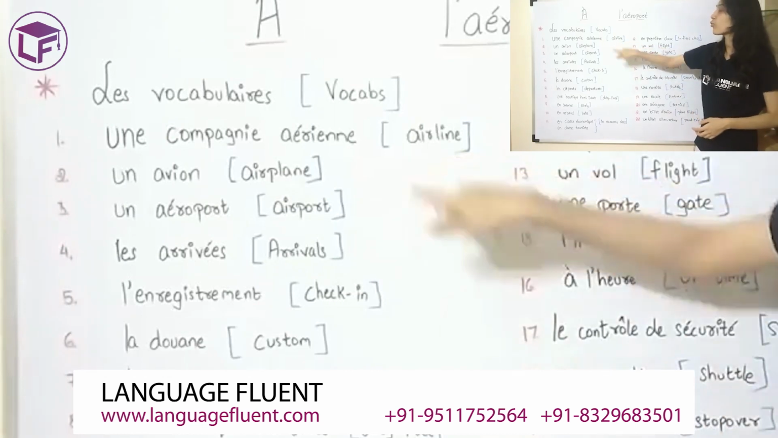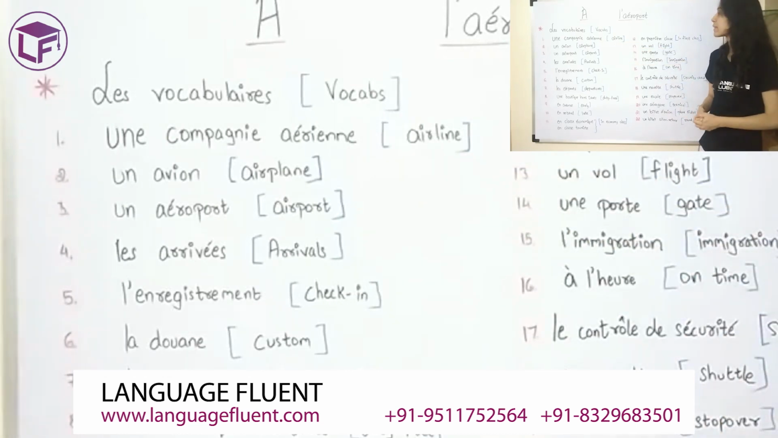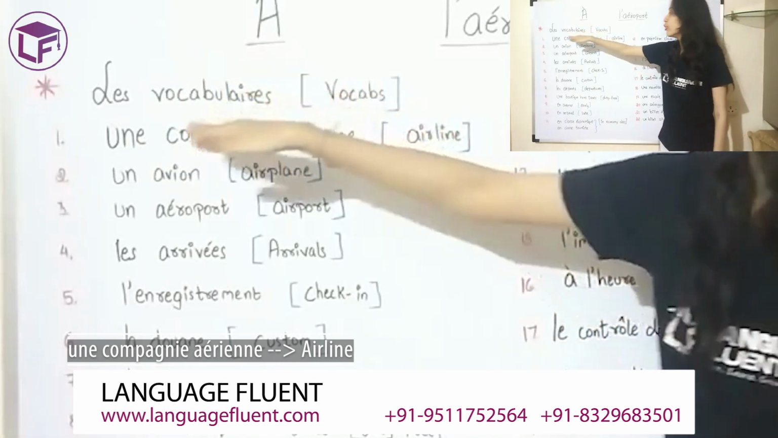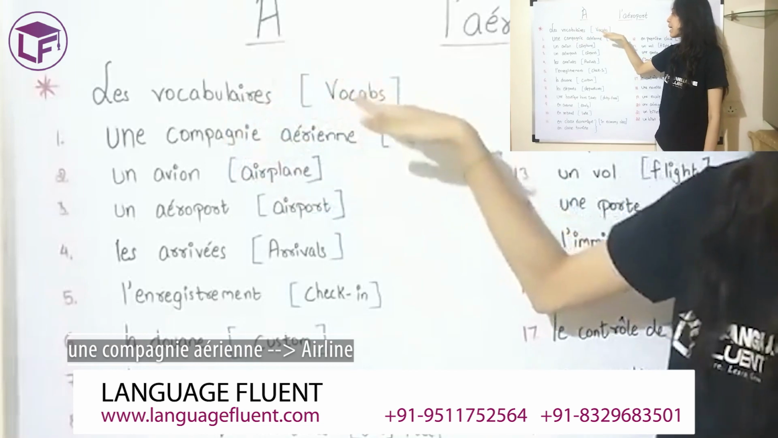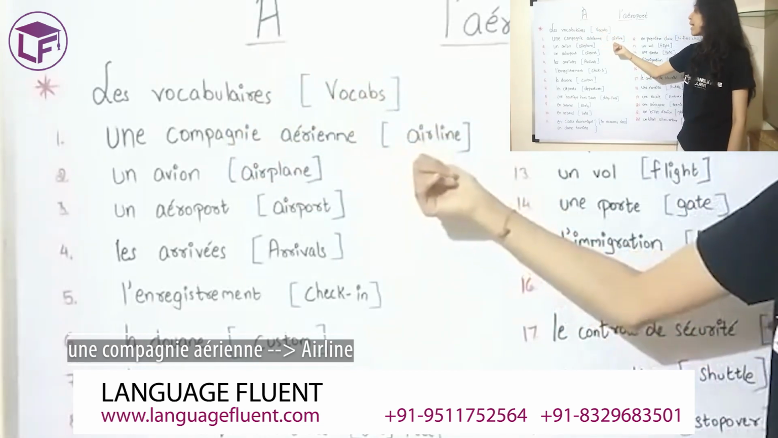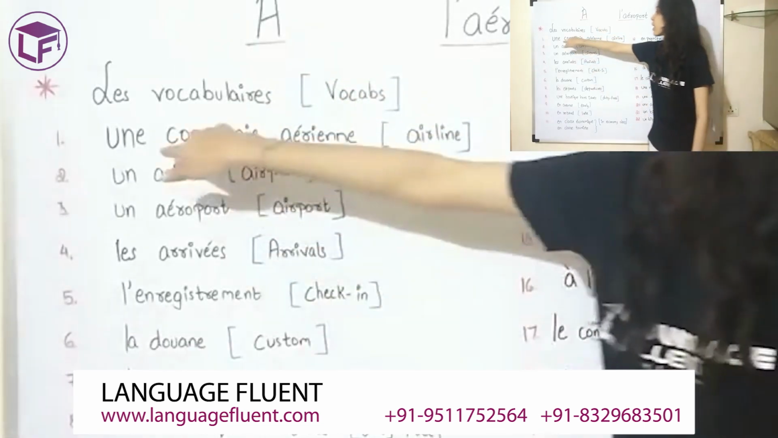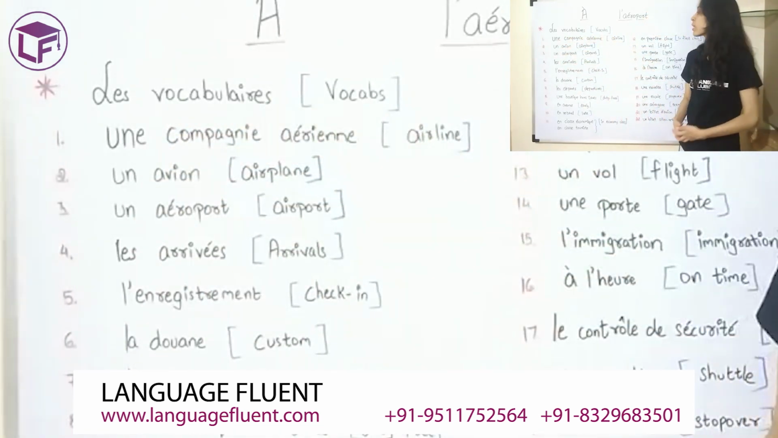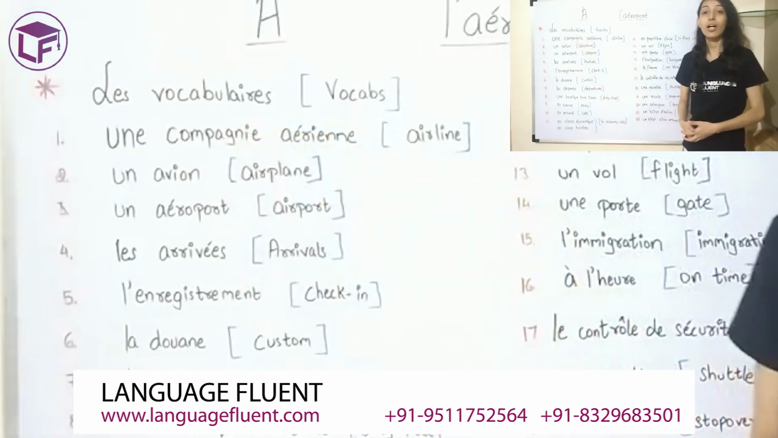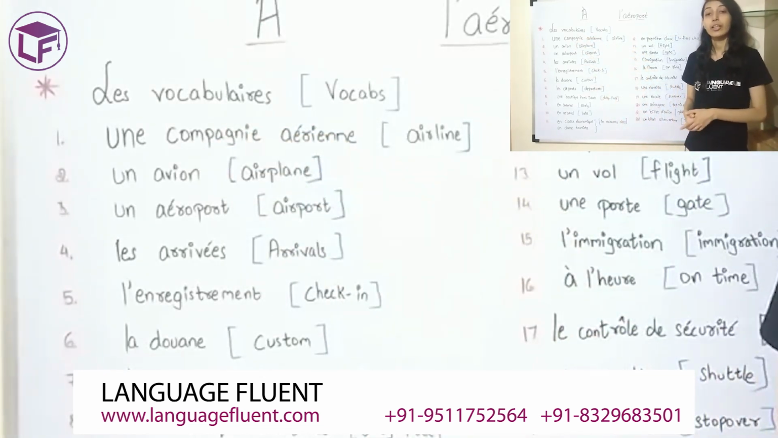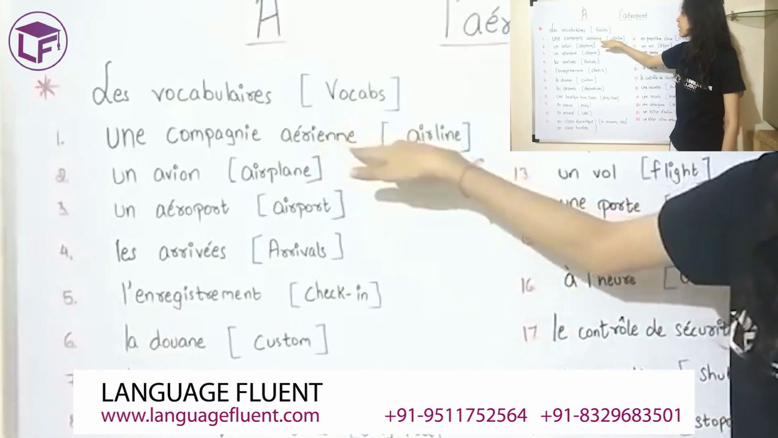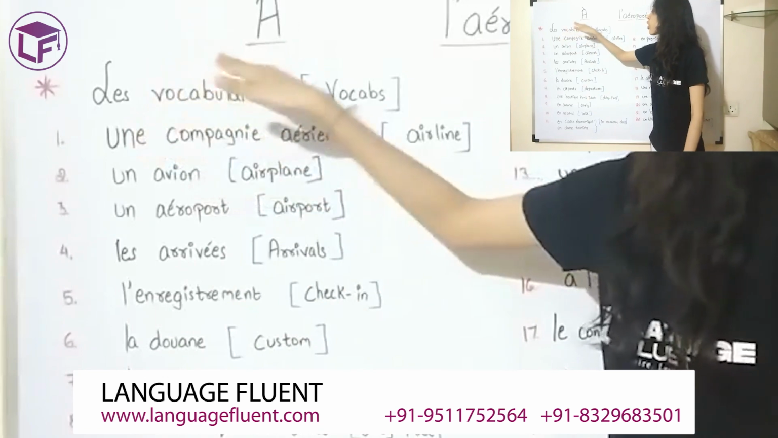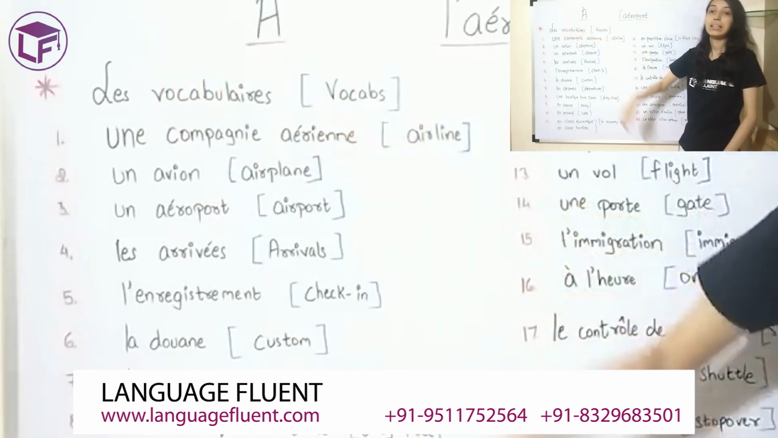Now the first vocabulary that we have here is une compagnie aérienne. Une compagnie aérienne. This means airline in English. So here we have une, that means this is a feminine noun. So here gn is pronounced as ne. And here ienne is n. So it is une compagnie aérienne.